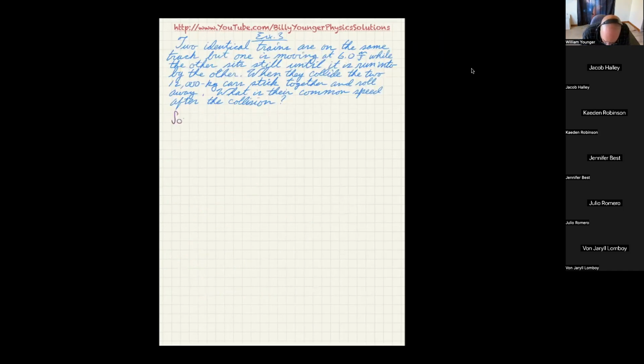So this problem is actually going to require us to apply conservation of momentum. So I'm going to reiterate exactly what that is. But let me start by reading the problem. It says two identical trains, and I mean train cars. I really should have written in there train cars, are on the same track, but one is moving at 6 meters per second while the other sits still until it is run into by the original one, by the first one.